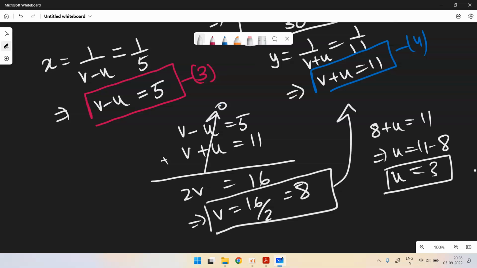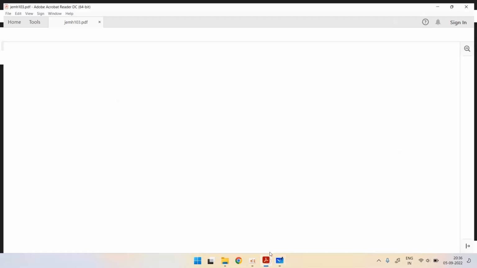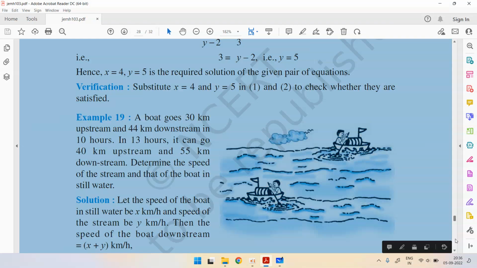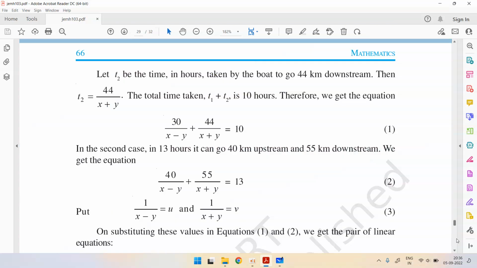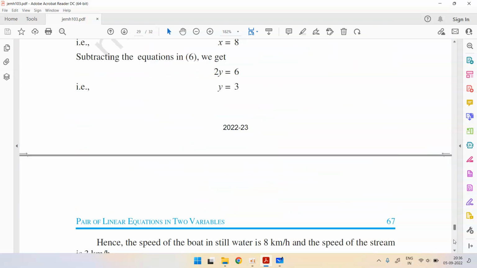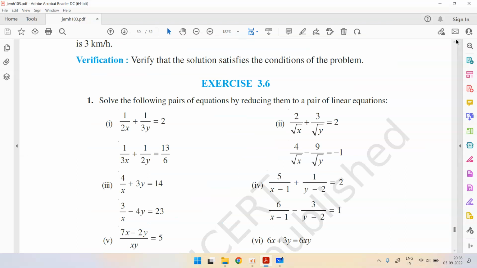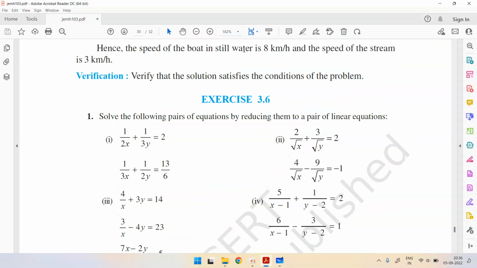So the speed of the boat in still water is 8 km per hour, and the speed of the stream is 3 km per hour. If you see this, they have also done the same thing. They have taken T1, T2, u and v, and calculated this much, and at the last they get the answer that the speed of the boat in still water is 8 km per hour, and the speed of the stream is 3 km per hour. This is your answer.